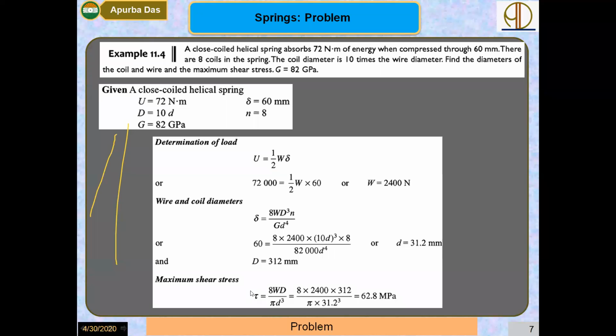And the maximum shear stress is equal to 8WD by pi d cube into Ks. In this problem, the value of Ks is not given. So as I told, if it is not given, then you have to consider it as 1.